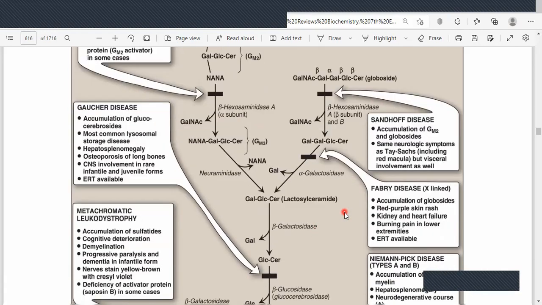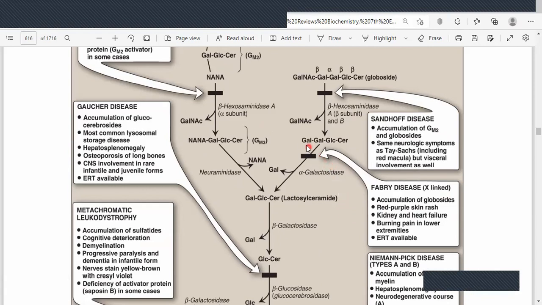Now, in the next reaction, we must remove this galactose. And you can see the bond between this galactose and this other galactose is an alpha glycosidic linkage. So that reaction is catalyzed by the alpha galactosidase. Remember the other galactosidase we saw, they were beta. So alpha galactosidase deficiency, that is what is known as Fabry disease.